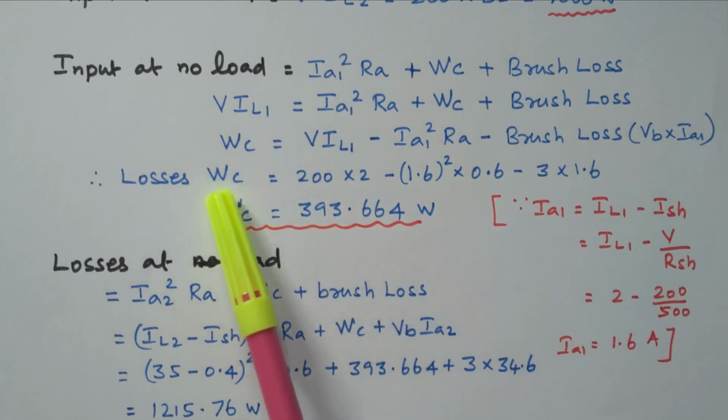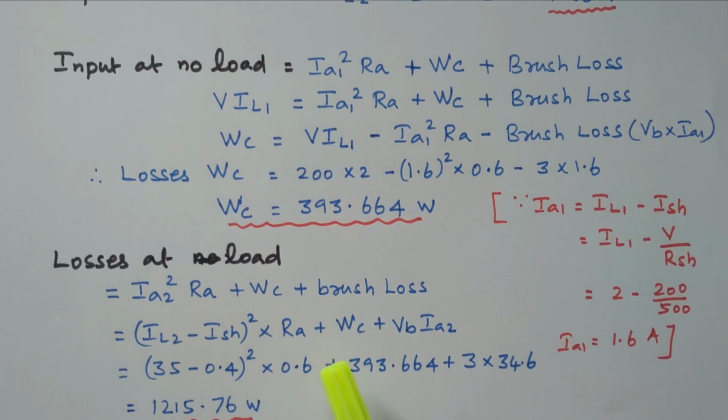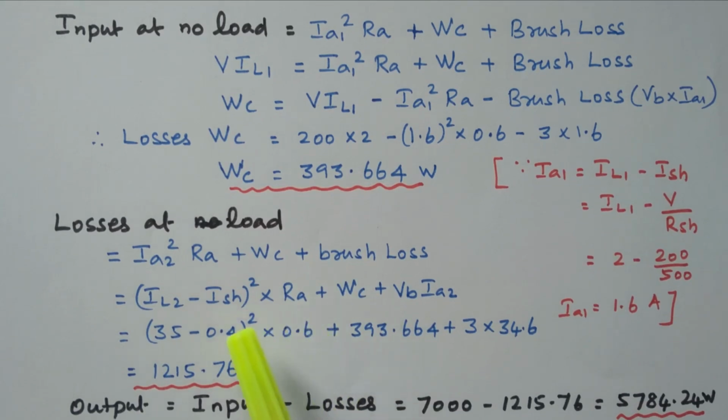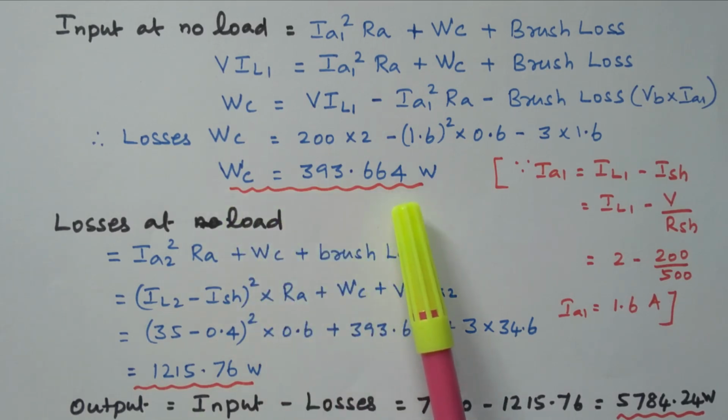So that is substituted here. By simplifying all these values, we got the constant loss equal to 393.664 watts. Now we will calculate the loss at the loaded condition. This was the loss at the no load condition, from which we calculated the constant loss. This constant loss is irrespective of the load. For full load also, this value will not change. The constant loss is constant throughout the operation of the motor. So we can take this value for either the loaded condition or the no load condition.